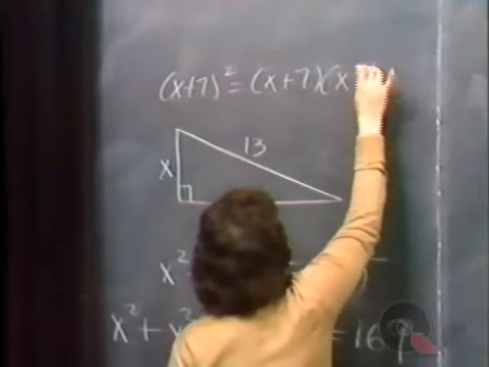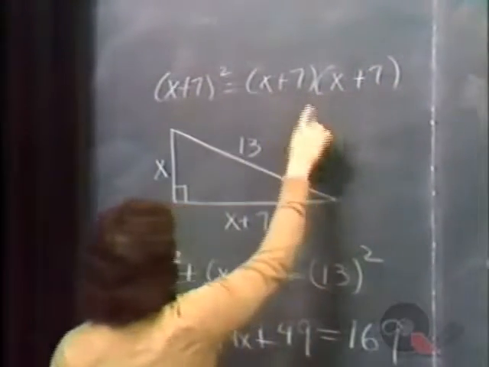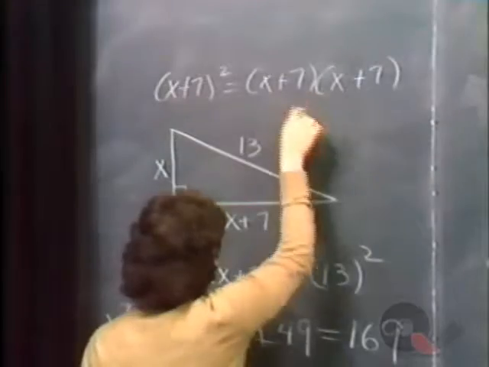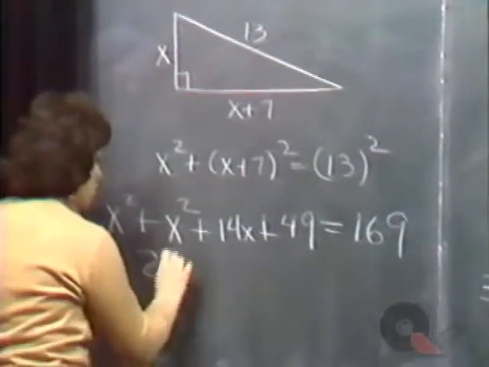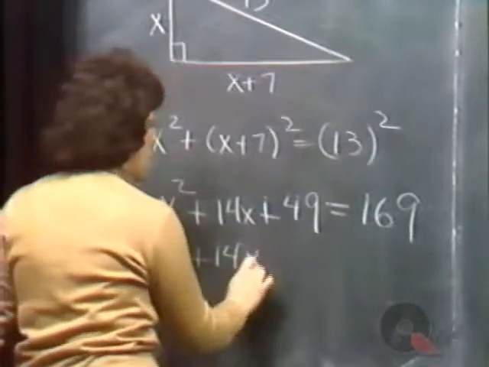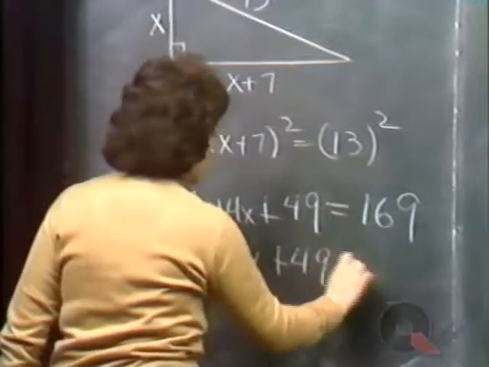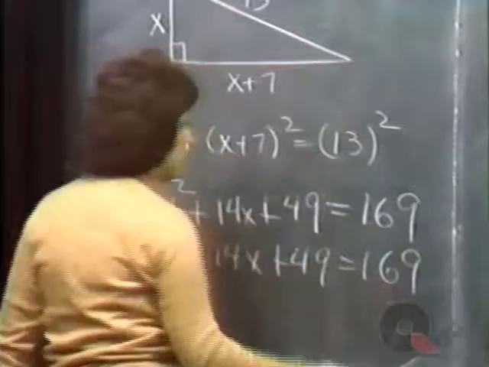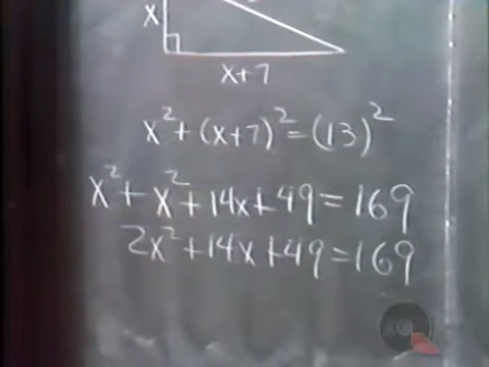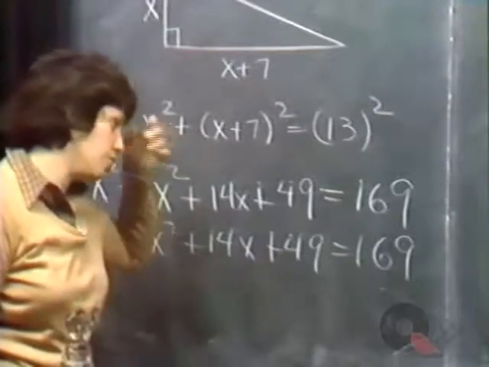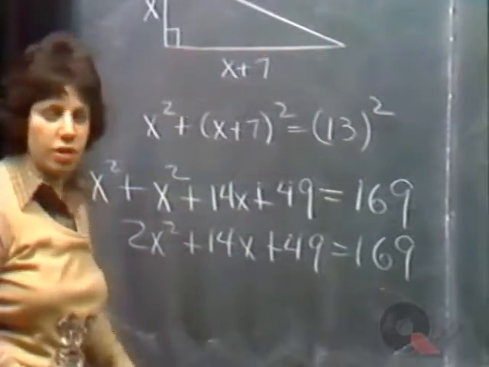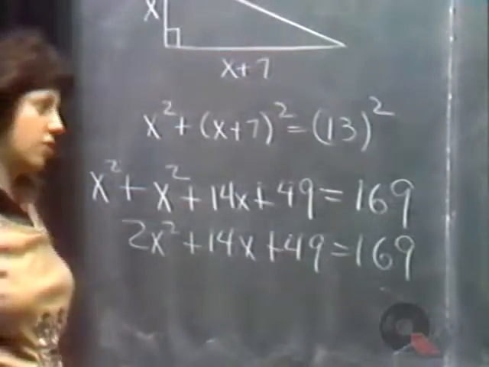So using FOIL, you get x squared plus 7x plus 7x plus 49, which is x squared plus 14x plus 49. Now on the left we have 2x squared plus 14x plus 49 equals 169. This is also a quadratic equation, but since we have a linear term, a first degree term as well, we're going to try to solve this one by factoring, not by the method of extracting roots.